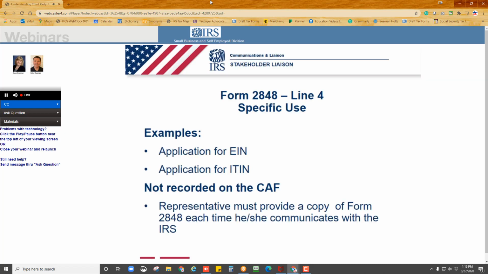Great, thank you, Lee. Okay, folks, now let's talk about line 4, which is for specific use. So what do we mean by specific use? Examples of specific use are when you are helping someone apply for an EIN, or you're helping them with an ITIN application, or maybe you're helping someone apply for tax-exempt status. You're helping an organization apply for 501c3 and the like.